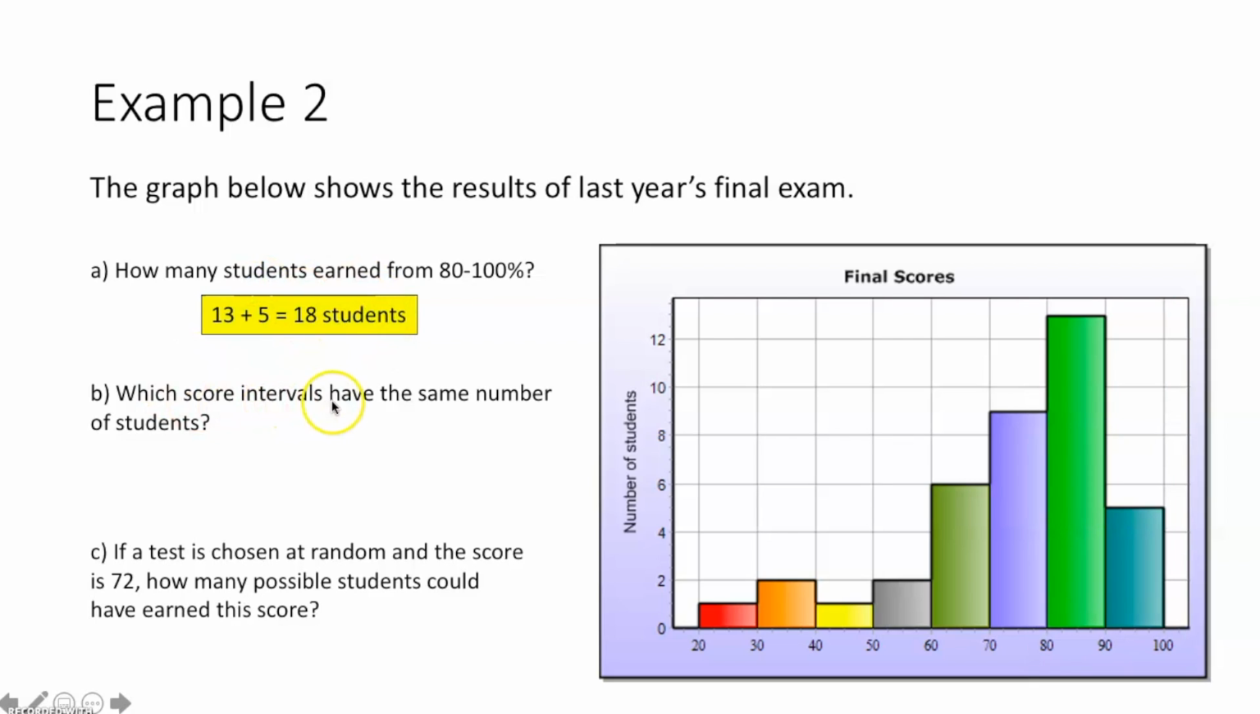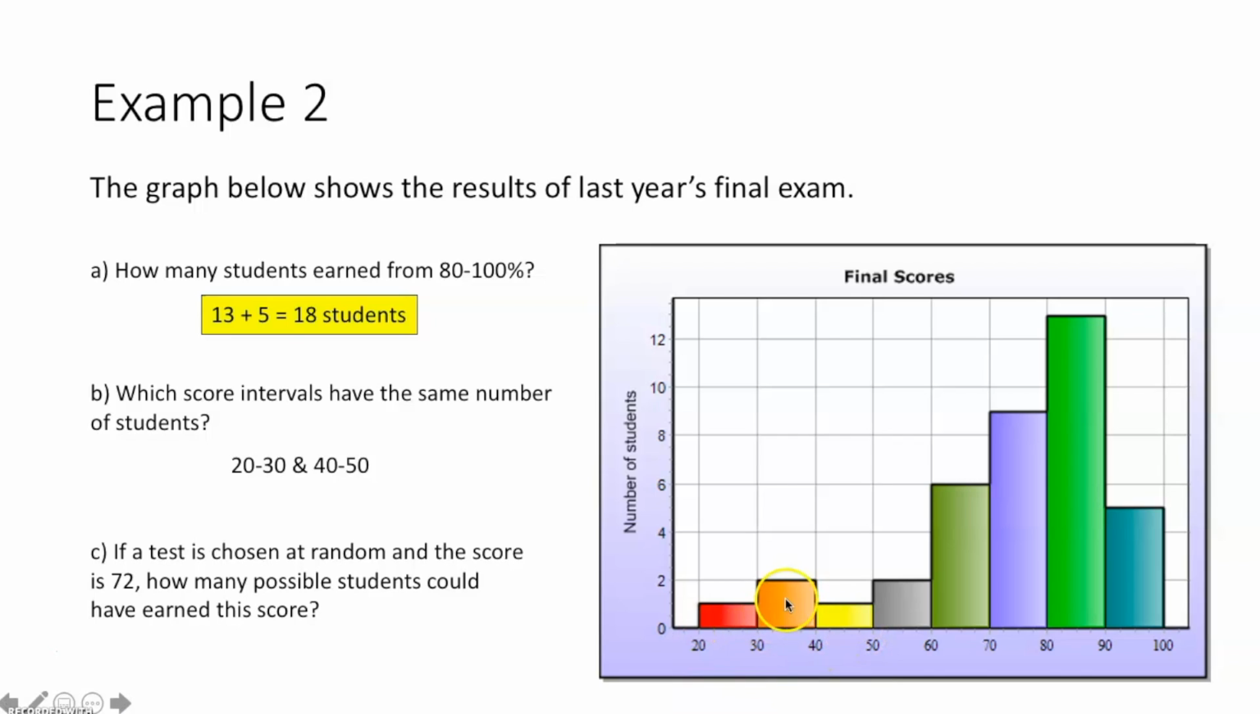Now, which score intervals have the same number of students? So we look down here and we want to see which score intervals have the same frequency. So we see over here that this red rectangle and this yellow rectangle go up the same height, which means that the score range from 20 to 30 and 40 to 50 both have 1 student in them. Therefore, they have the same number of students.